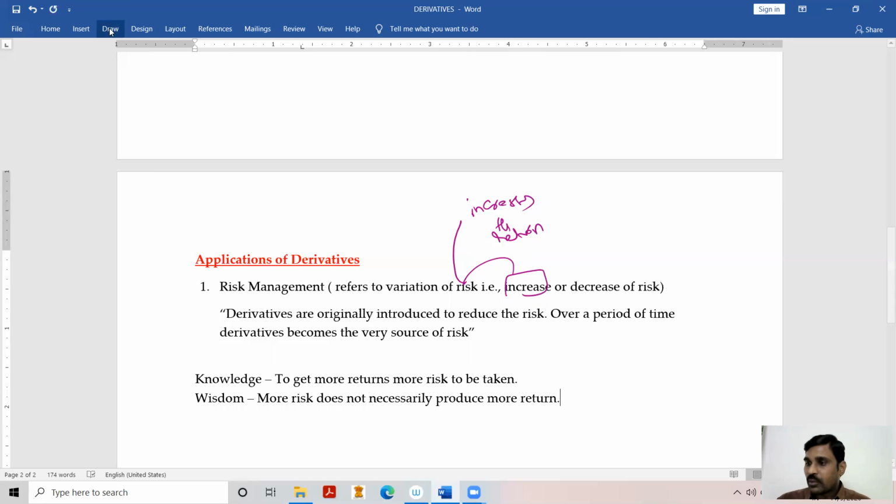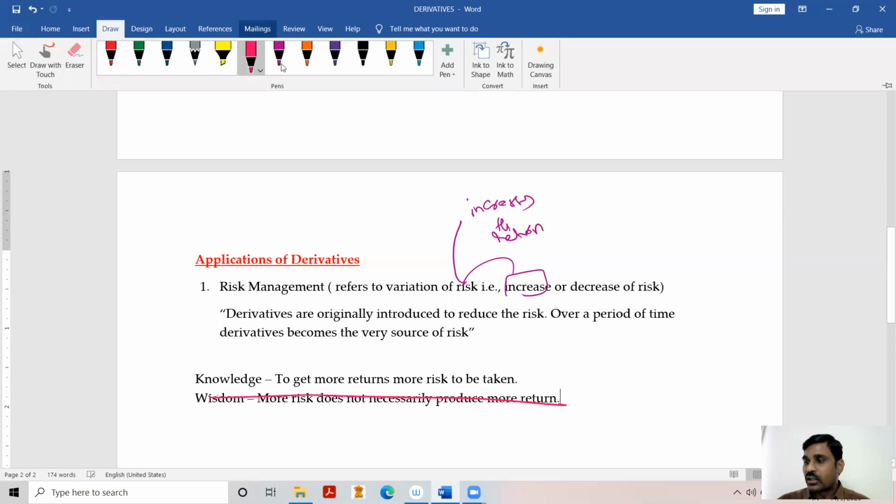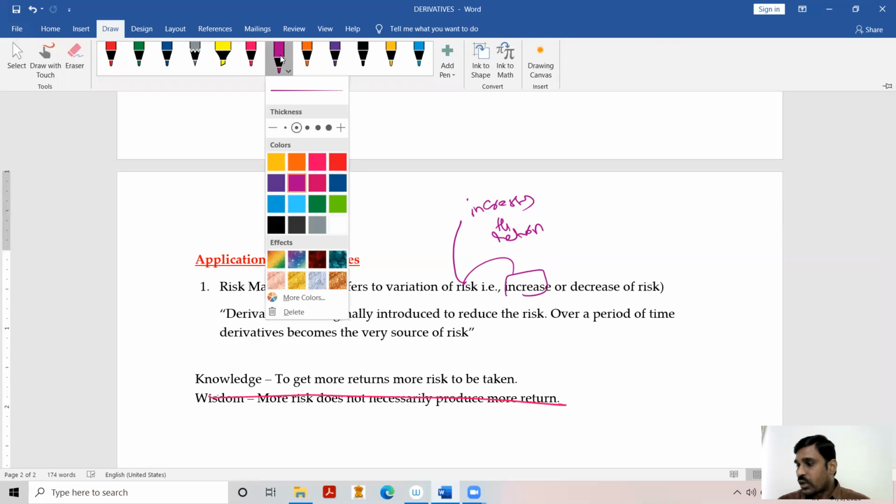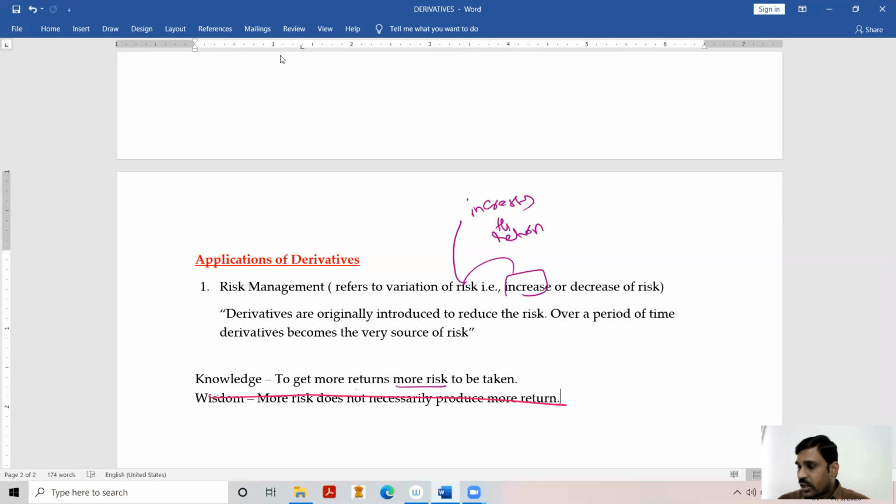But most people in the stock market ignore this concept and apply it in reverse. They think, more returns means more risk, so they take more risk with the blunder misconception that whenever we take more risk, we'll get more returns. That is a blunder misstatement. No, not necessarily.